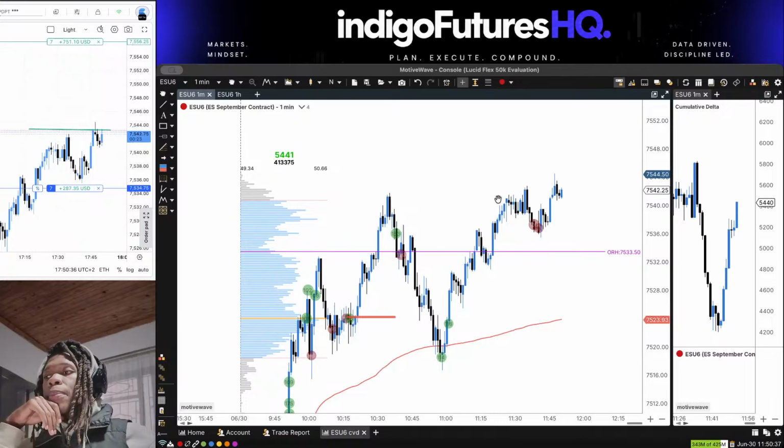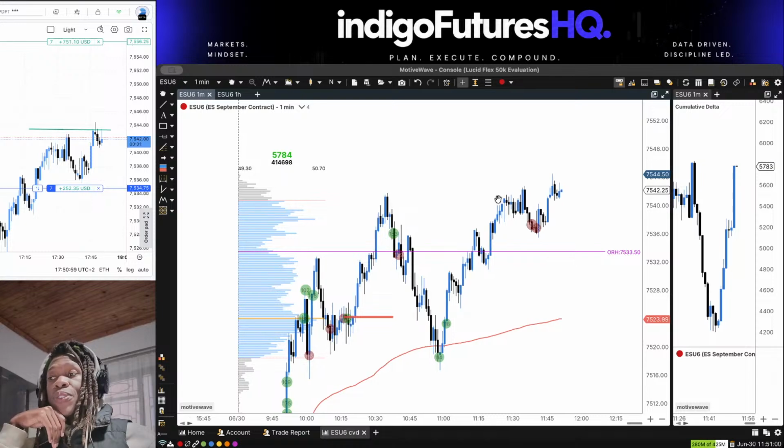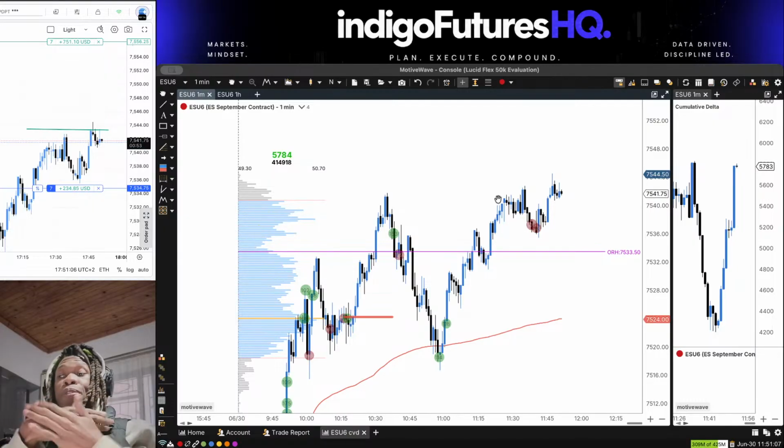CVD is picking up, man. We're showing intent. Just need price to follow now. If you're watching the CVD, it moved up quite significantly, so we need that candlestick to follow. Otherwise, it's just big absorption. Otherwise, it's a lot of sellers trying to get past the level, and they're just being absorbed.